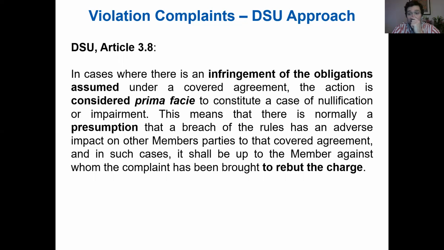So here they say that there is a presumption that any violation complaint has a nullification and impairment component already in it. And one of the classical phrases of the Appellate Body in EC Bananas is that all WTO members have a systemic interest, so there is no need to demonstrate the nullification and impairment of individual members when we talk of violation complaints. And still this presumption is rebuttable.